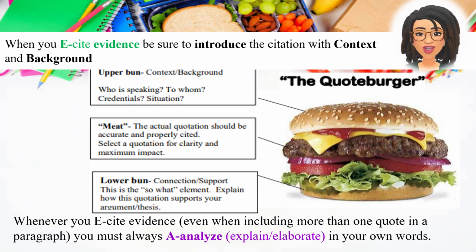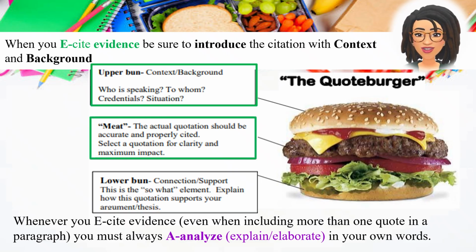Check out this example here. The quote burger. Notice that the upper bun has the context and background. That's the who is speaking and to whom. Then the meat, that's the actual quotation, and it should be accurate and properly cited.